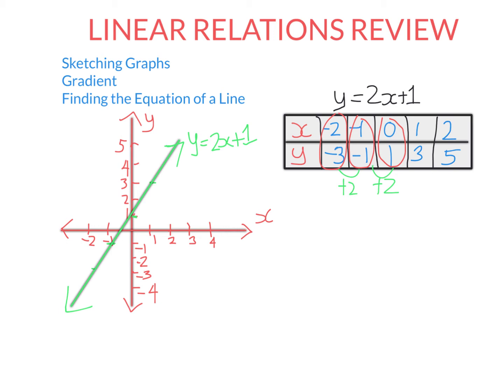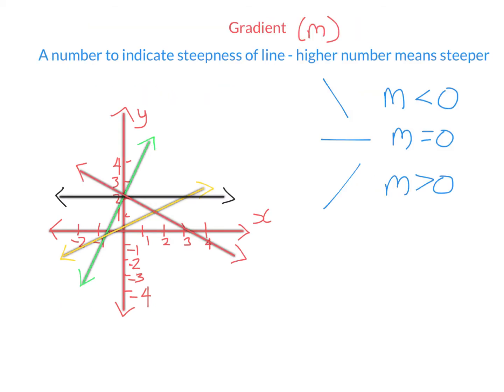All right, let's now move on to gradient. What is the gradient? Well, the gradient of a line is just a number, and it indicates how steep the line is. The higher the number, the steeper a line is. For some reason, we refer to the gradient as m. If a line leans to the left, m is less than 0, that means the gradient is negative. If a line is perfectly horizontal, then the gradient is equal to 0, and if a line leans to the right, the gradient's greater than 0.